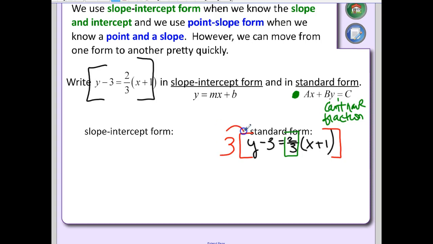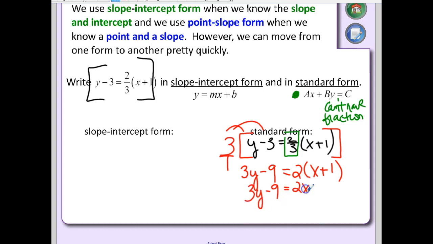So here we've got 3 times y is 3y. 3 times -3 is -9. Now look, what's 3 times 2/3? Did you realize my 3's would cancel out if I put this over 1? So now I've got 2 times x plus 1. Are we in standard form yet? No. Let's go ahead and take care of our distributive property. 3y minus 9 equals 2x plus 2.